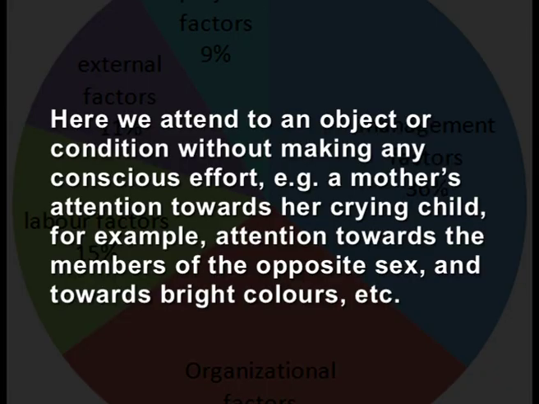This type of attention is aroused without the play of will. Here, we attend to an object or condition without making any conscious effort, that is, a mother's attention towards her crying child. Again, examples are attention towards a member of the opposite sex and towards bright colors, etc.